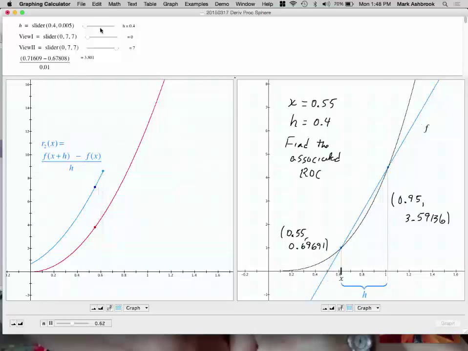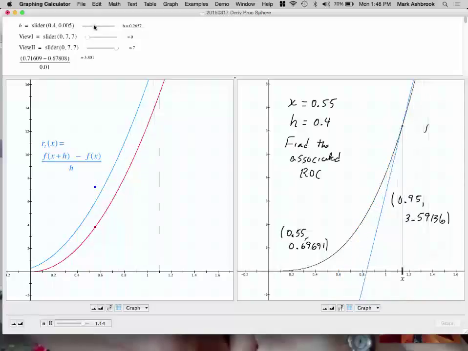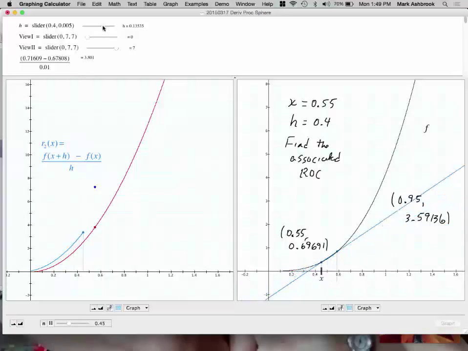So I could choose h to be, here's h of 0.26. It's better, right? Every time I make h smaller, my approximate rate of change function does a better job being the exact rate of change function. So here is h of 0.005. When h is 0.005, we essentially have it.